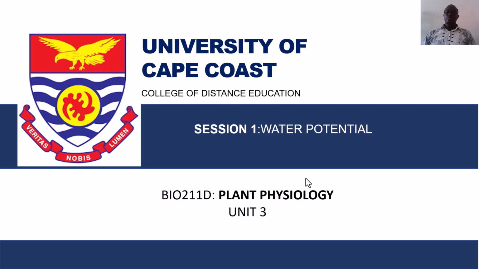You are once again welcome to Bio 211D Plant Physiology, Unit 3, Session 1, Water Potential. By the close of this session, students should be able to describe the thermodynamics of water movement, state the symbol that represents water potential, give the basis for water movement, state the unit of water potential, and state the water potentials for various solutions that cause water movement from one region to another. Explain the usefulness of water potential to the plants.